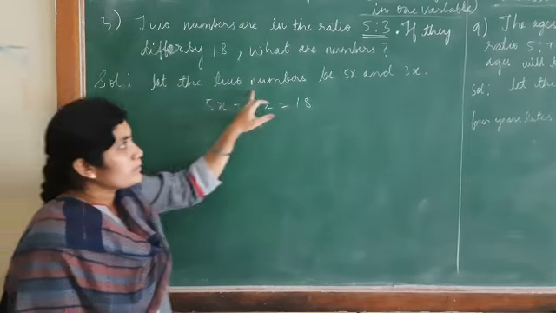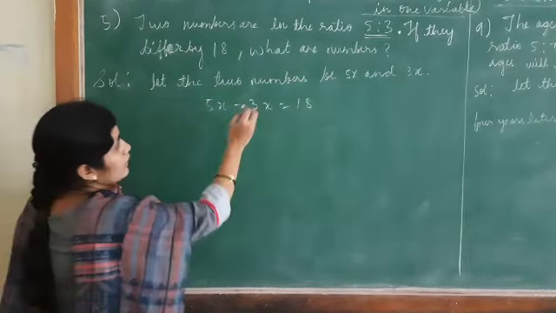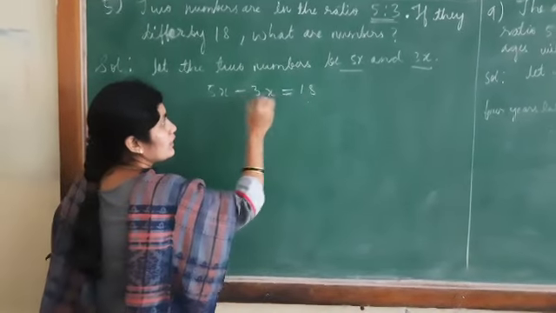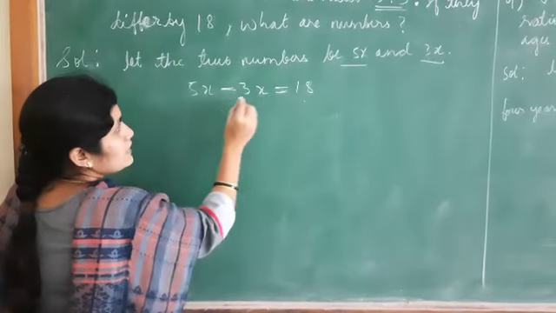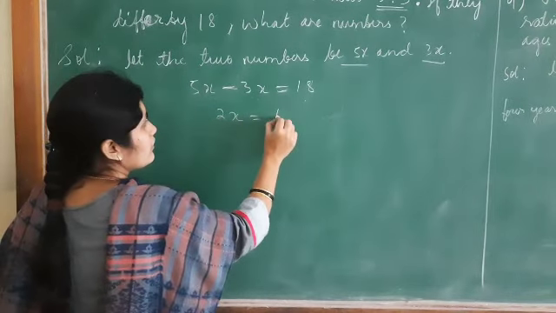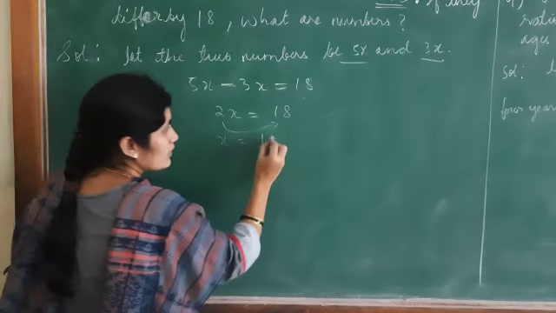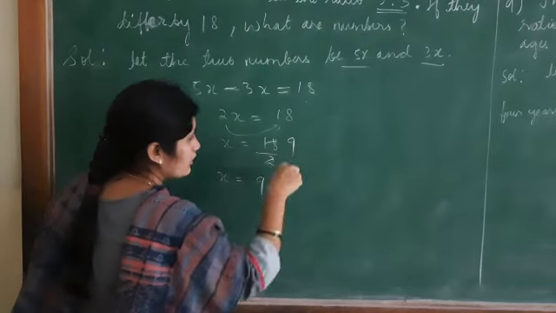Solution. Let the two numbers be 5x and 3x. According to the given statement, the ratio is 5x and 3x. If they differ by 18, the difference is 18. Then we have to find the value of x and then 5x and 3x. So 5x minus 3x is equal to 18. The difference is minus. So 5x minus 3x is 2x, which is equal to 18. x is equal to, when you transpose 2, 18 by 2. x is equal to 9. 2 ones are 2, 2 nines are 18.